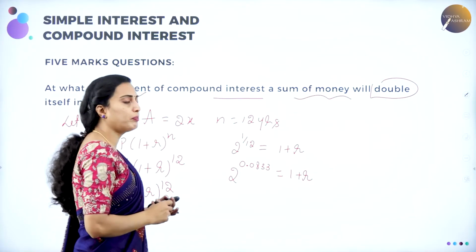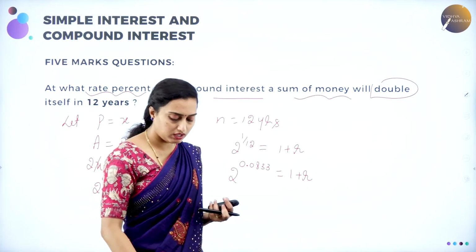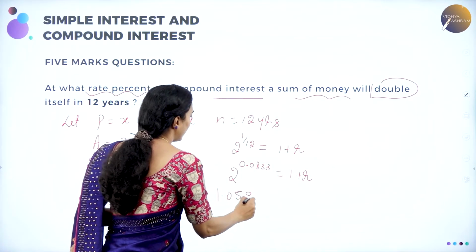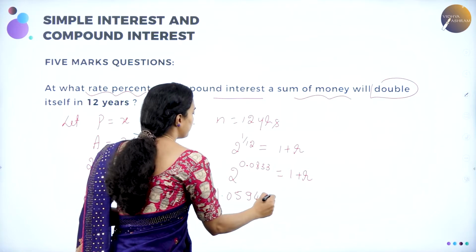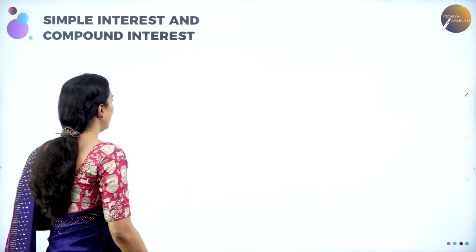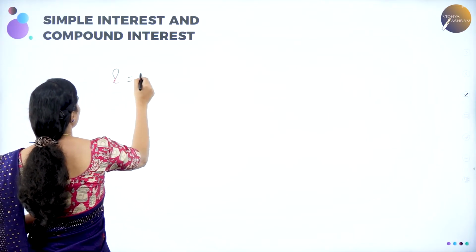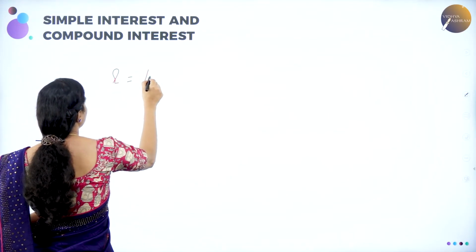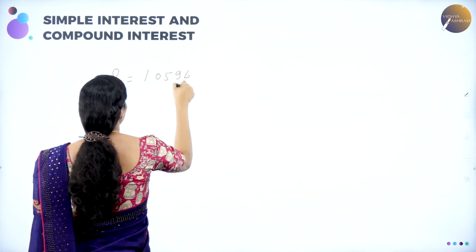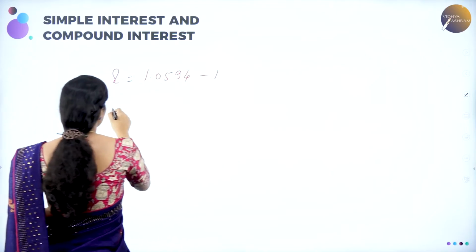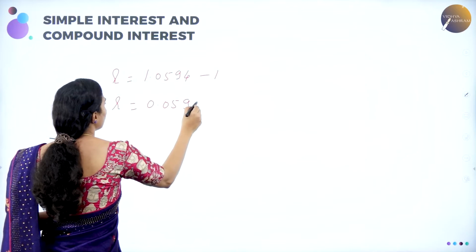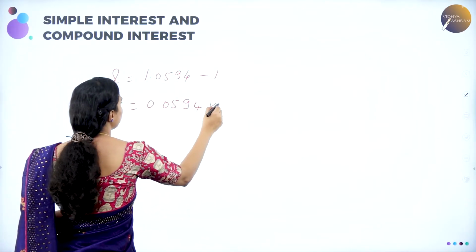Now again 2 to the power of 0.0833 will be equal to 1.0594, which will be equals to 1 plus R. Now you are going to have it as R will be equals to 1.0594 minus 1. So R you are going to get it as 0.0594.